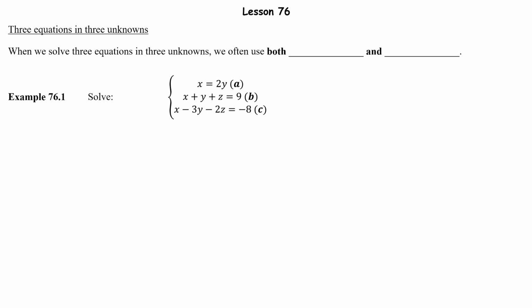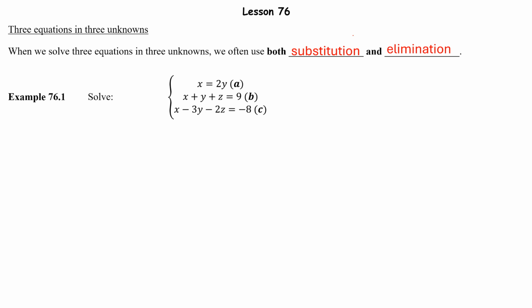Okay, lesson 76 is 3 equations and 3 unknowns. So we're usually going to use both substitution and elimination when we do this. Part of it we'll do substitution and part of it we'll do elimination. So let's take a look at what we want to do here.